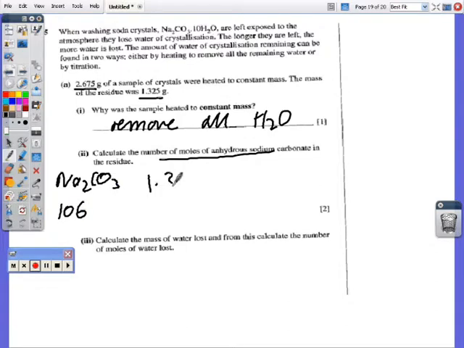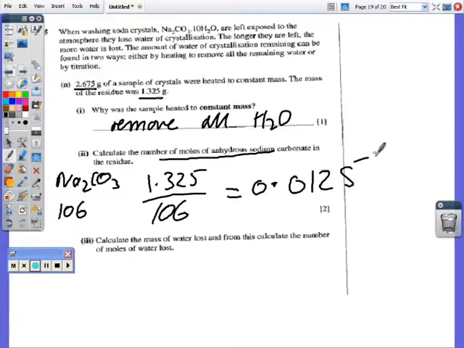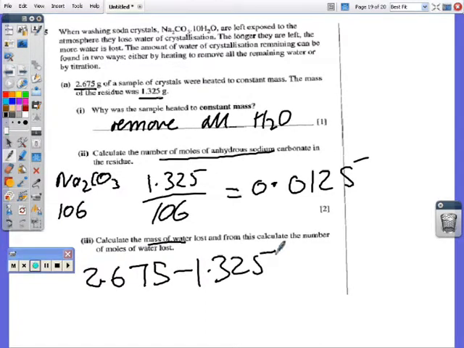So 1.325 over 106 gives me that number of moles of the anhydrous sodium carbonate. Calculate the mass of water lost. Well, the mass of water lost is very simply 2.675 minus 1.325. So 2.675 minus 1.325 gives me 1.35 grams of water that have been lost.